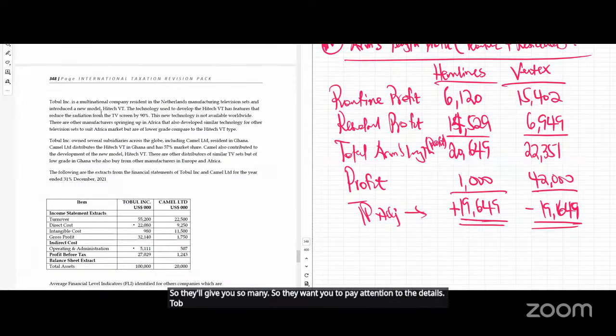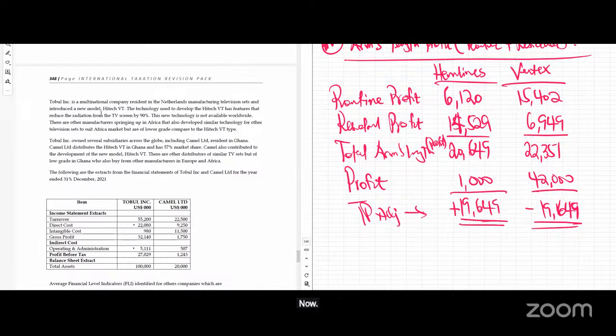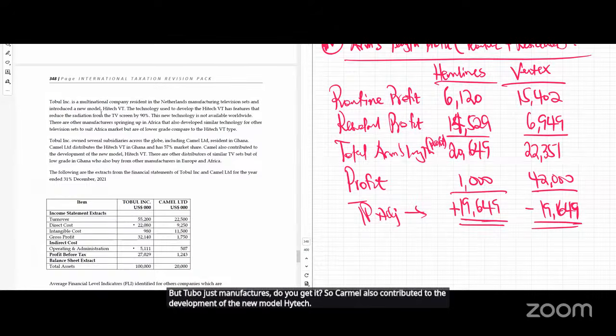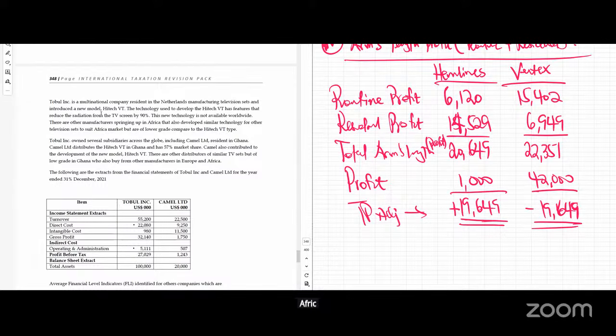Tobo owns several subsidiaries across the globe, including Camel, who is resident in Ghana. Camel distributes the high-tech VT in Ghana and has 57% market share. Tobo just manufactures. Camel also contributed to the development of the new model. We also have other distributors in Ghana who buy from other manufacturers in Europe and Africa, and they sell similar TV sets of low grade.